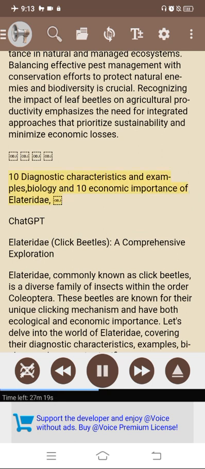Ten diagnostic characteristics and examples. Biology and 10 economic importance of Elateridae. ChatGPT. Elateridae click beetles, a comprehensive exploration.